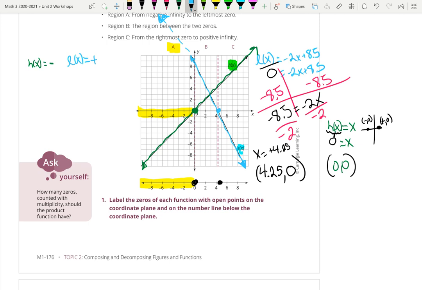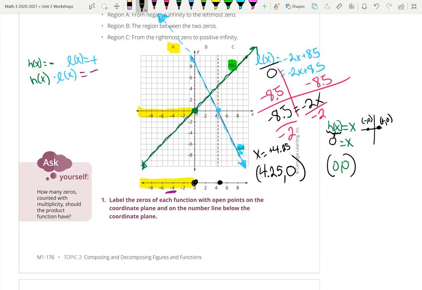If I'm trying to figure out the product of these two lines, if I'm multiplying h of x and I have to multiply it by L of x, I'm asking myself, what is a negative times a positive? Well, this is going to have to be a negative number, meaning it's going to be below the x-axis.